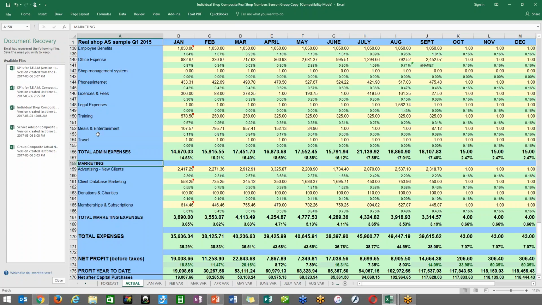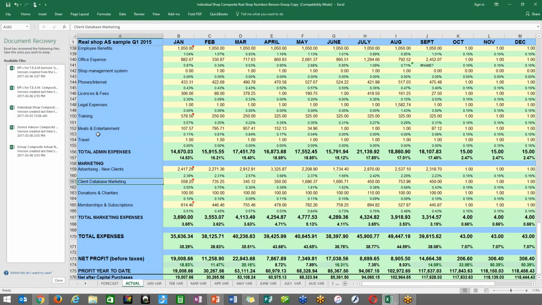Marketing and advertising, this is one of my favorite parts of this actual financial composite. It's very comprehensive, and I like to see how much money we spent in advertising to bring in new clients. So that could be Yellow Pages, newspaper, radio, flyers being sent out through the post office, any expense to get somebody to come to you that most likely has never been there before.